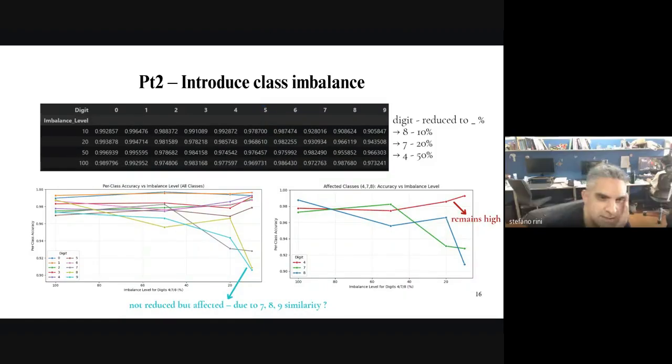G is very dense. Go ahead. This is the class imbalance. Okay, very good. Yeah.